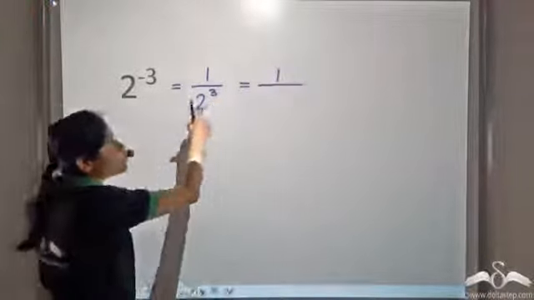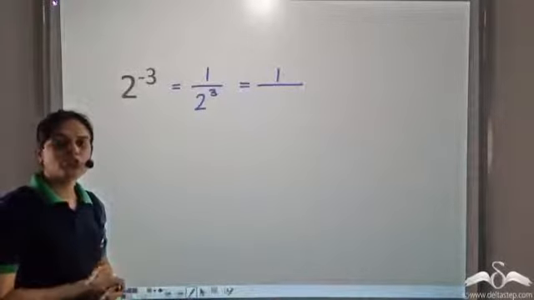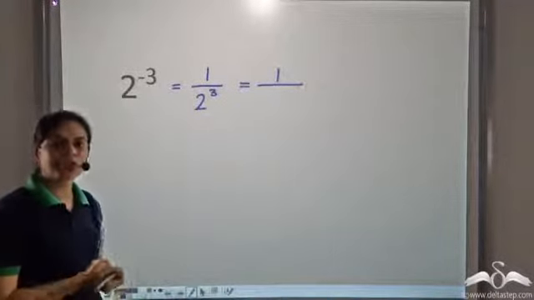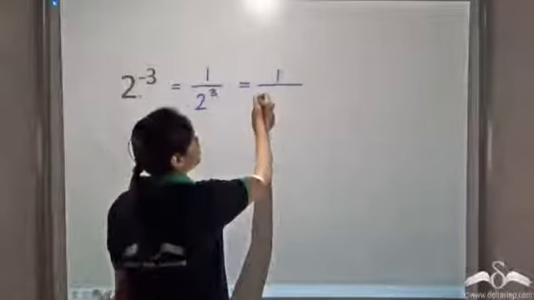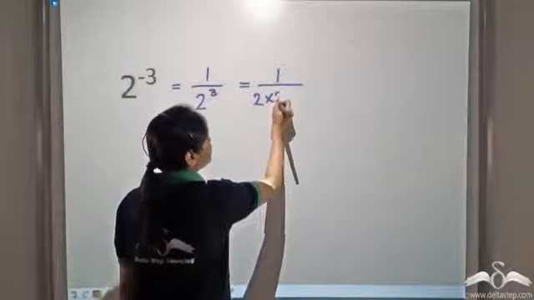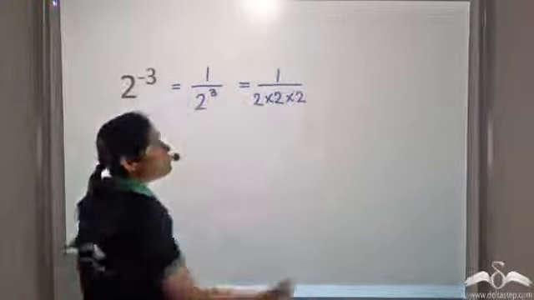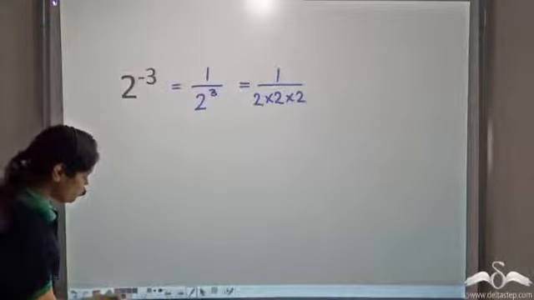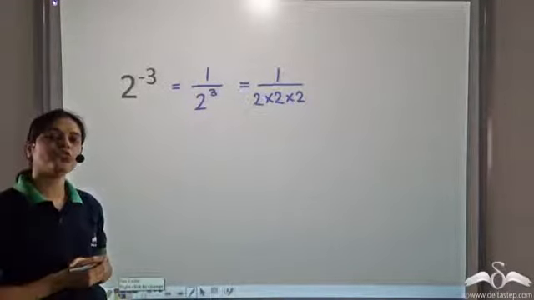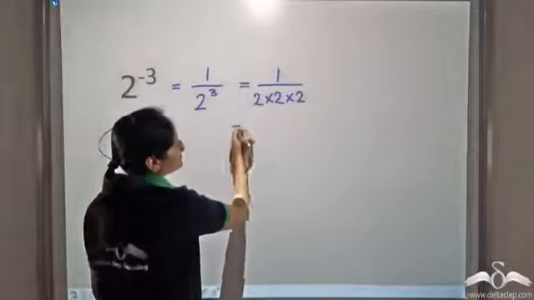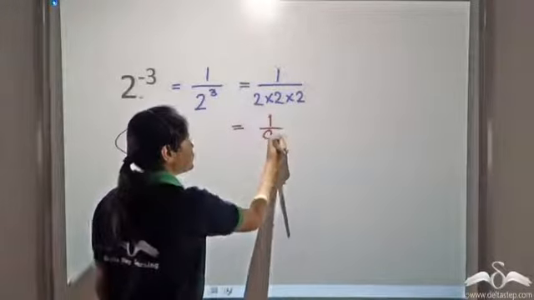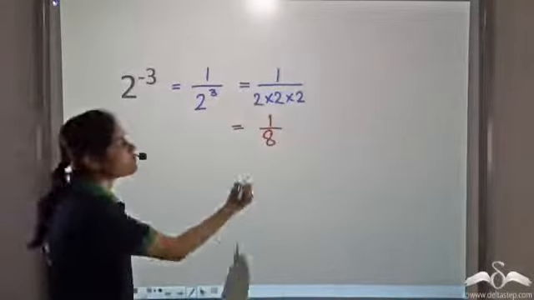Now 2 to the power 3 is 2 multiplied by itself 3 times. So this is 2 into 2 into 2. 2 into 2 is 4. 4 into 2 is 8. So this is 1 by 8. So this is what we have.